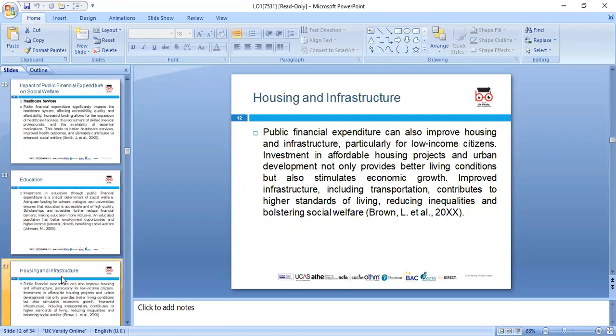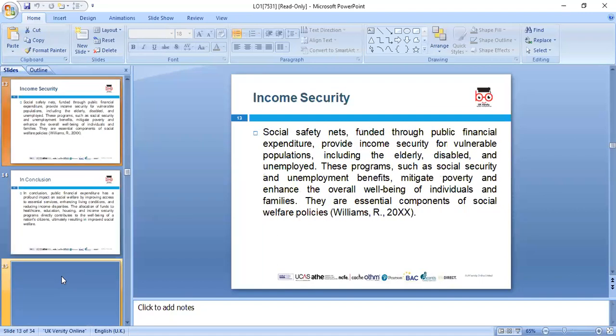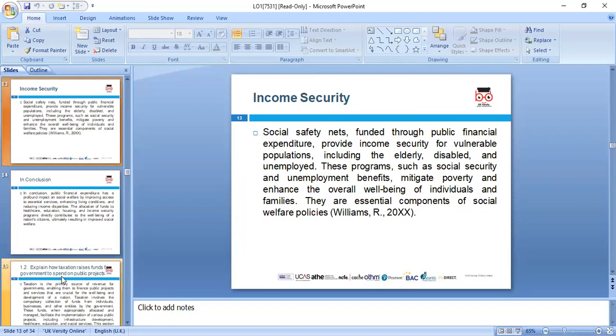Housing and infrastructure: public financial expenditures can improve housing and infrastructure, particularly low-income housing investments. That's why public private partnership is becoming very important nowadays, which we can look at in the public sector. That's the most crucial. Income security: we can look at the social safety net funded through public finances. The population includes elderly people, and the percentage of elderly people is quite increasing, so there is a huge pressure on the NHS and care homes.